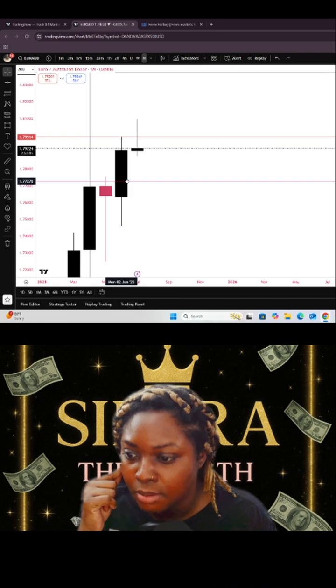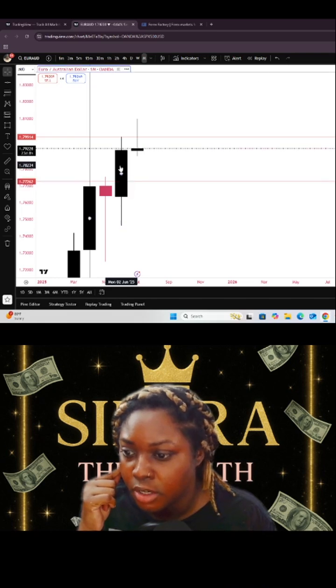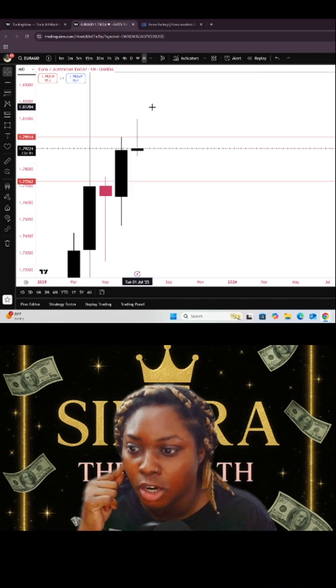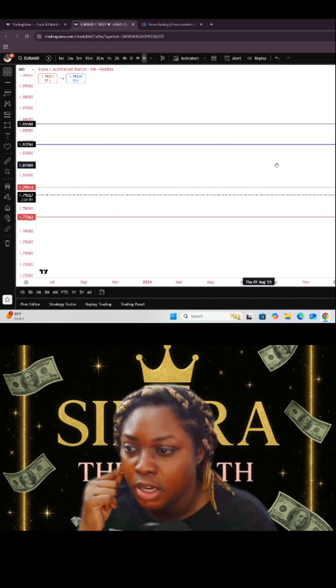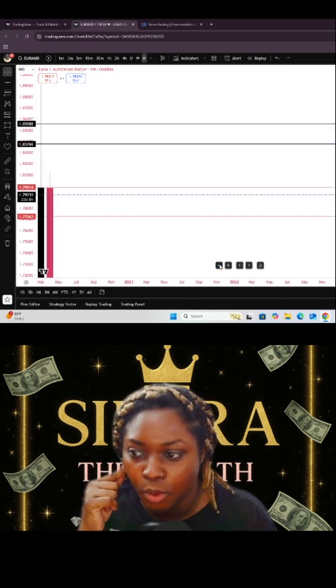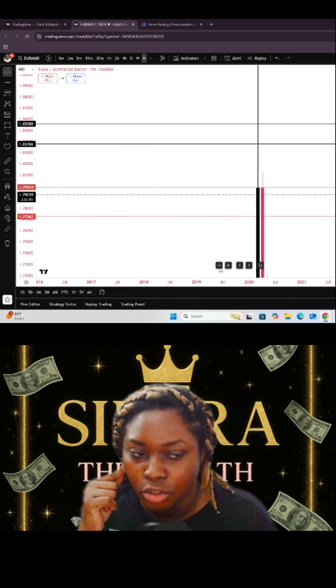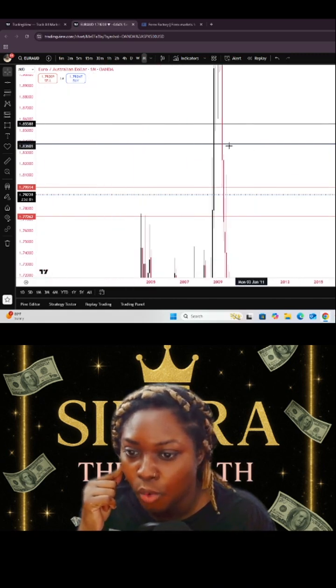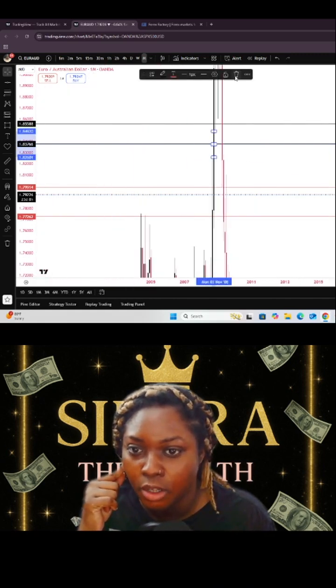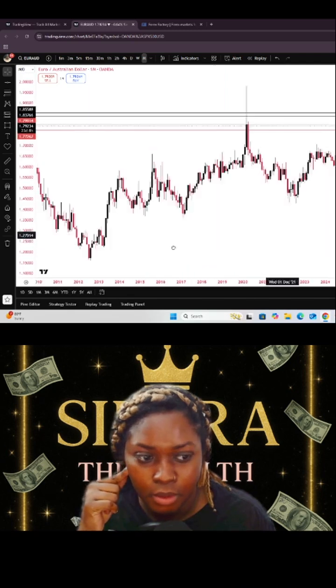So sometimes I trade structure, sometimes I trade CRT, which is candle range theory. Just depends on what the market is giving me. You have to know when to pivot and when to use what strategy, okay?